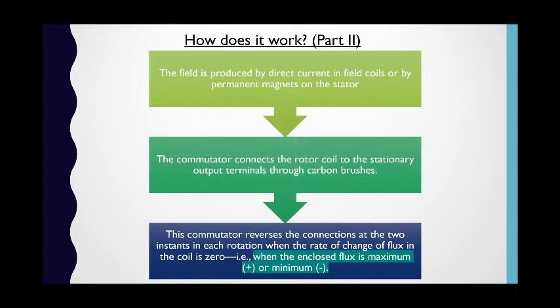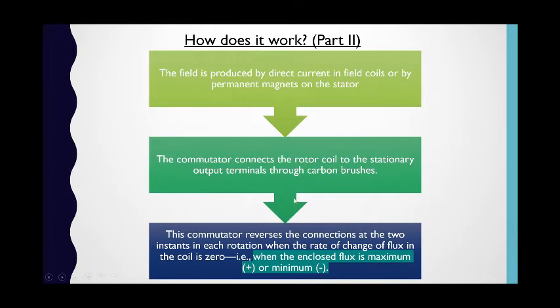The field is then produced by the direct current in field coils or by permanent magnets on the stator. Then the commutator connects the rotor coil to the stationary output terminals through carbon brushes. Now, the words rotor coil might be something new to you all. So let me explain what a rotor coil is.